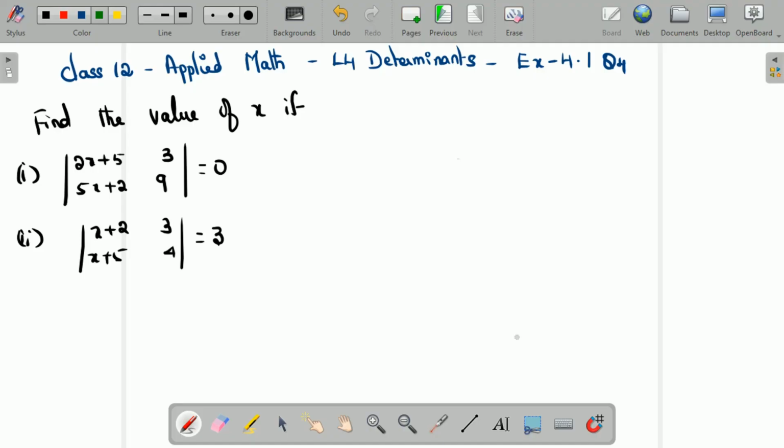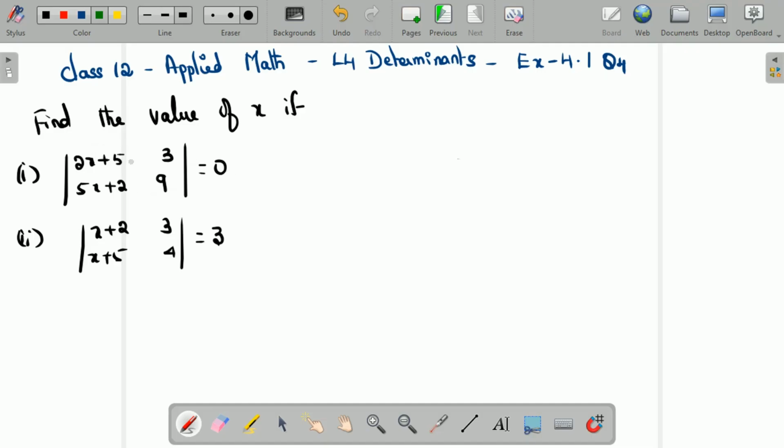In this video, let's find the solution for the fourth question in exercise 4.1. Find the value of x if there are two subdivisions. Let's take up the first one. They have told that the determinant value is 0.